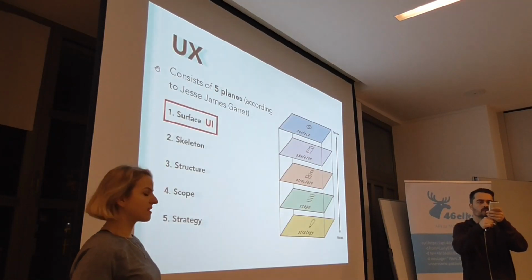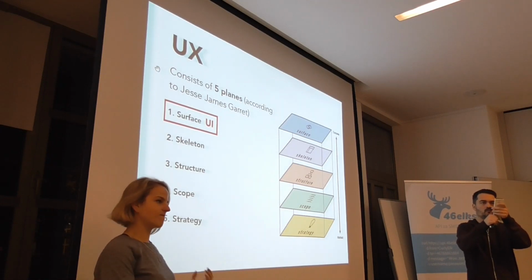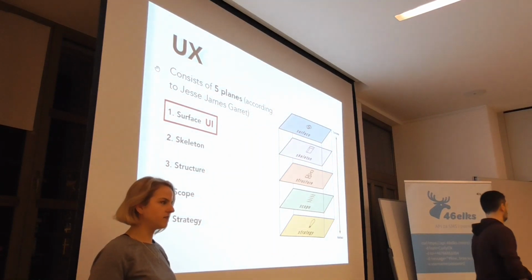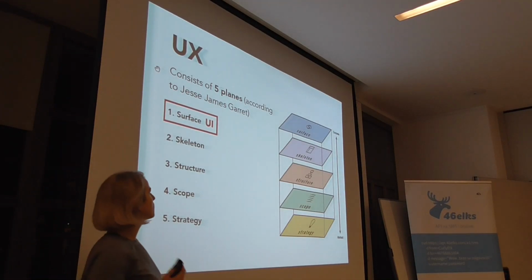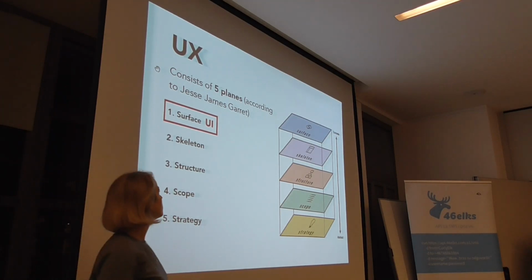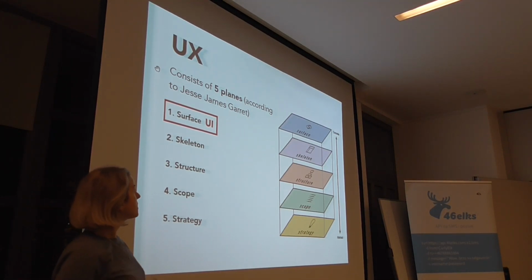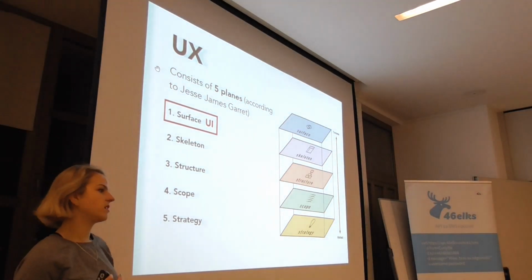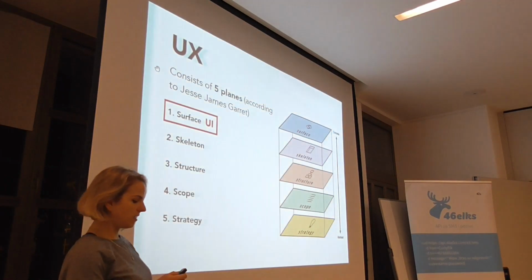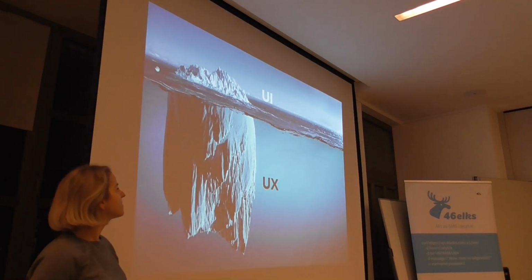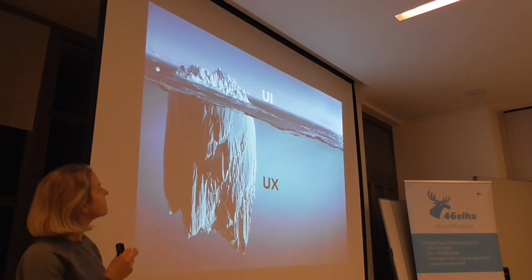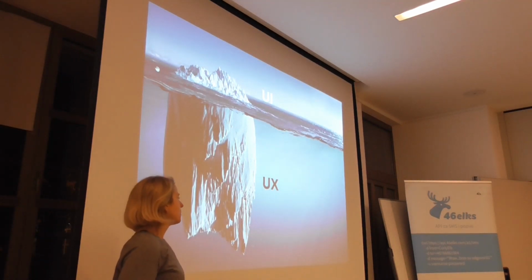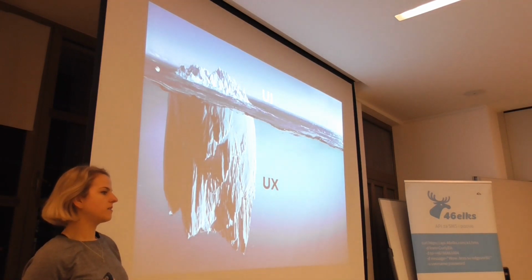And I'm going to start with explaining user experience because that term is a bit more complex than user interface itself. And as we can see here, user experience consists of, let's say, 5 planes, 5 levels, whatever you want to call them. And those are surface, skeleton, structure, scope, and strategy. And user interface is here only the top level, so the thing that the user actually sees. I like to compare this to the, let's call it iceberg model. So everything beneath the surface is user experience, and everything above the surface, that itsy bitsy tiny piece up there, is user interface design.